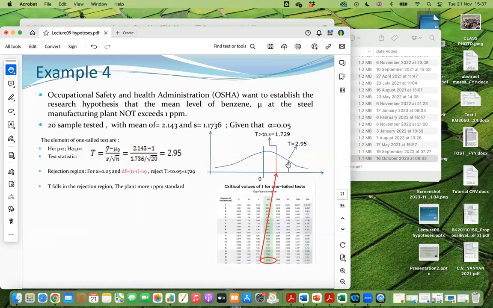So do we fall in the rejection region? Yes or no? Yes. Our point falls in the rejection region, which means we do not agree with the null hypothesis that the manufacturing plant does not exceed 1 ppm. In other words, the plant has more than 1 ppm level of benzene.